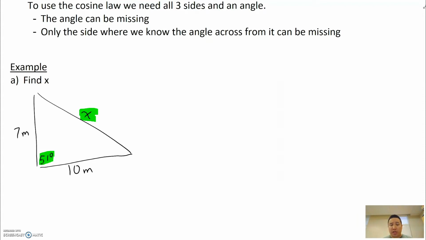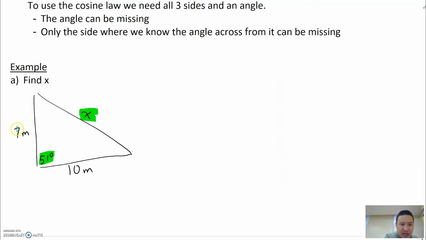Because that's what I would need in order to use the sine law. Well, I have a side 10 here, but I don't have the angle across from it. I have the side 7 here, but I don't have the angle across from that either, and I have no way of finding those angles. So I can't use the sine law.